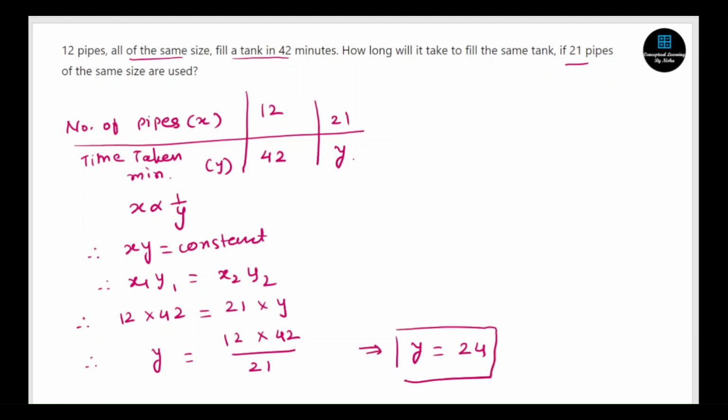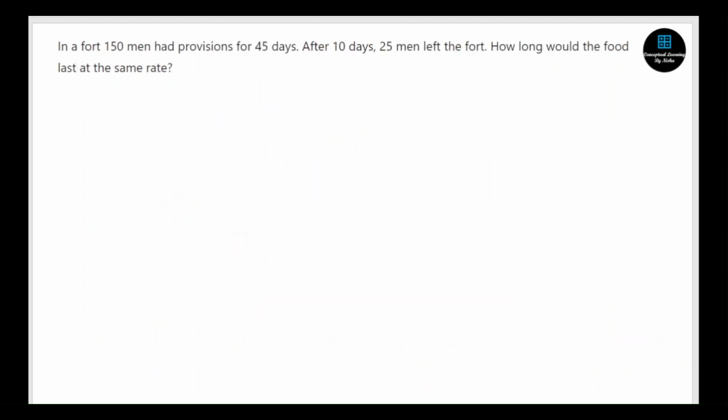Correct. So in 24 minutes, 21 pipes can fill the tank. So let me just write my final answer: 24 minutes, 21 pipes can fill the tank. Okay, so I can write my final answer this way. Alright? Okay, perfect. Now, a very interesting question.